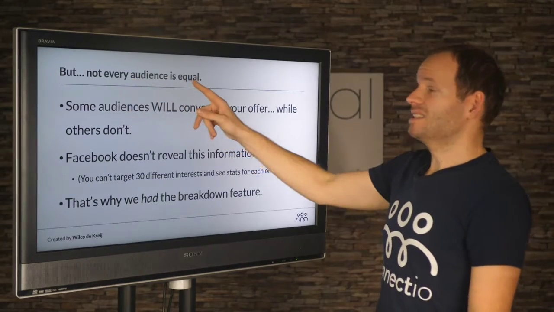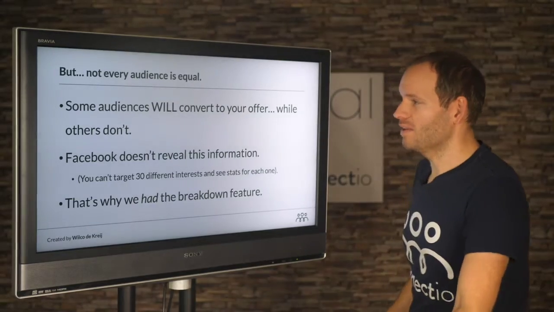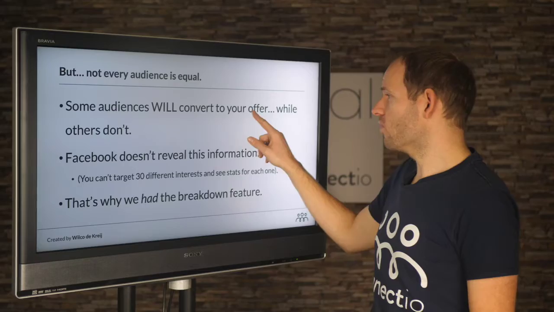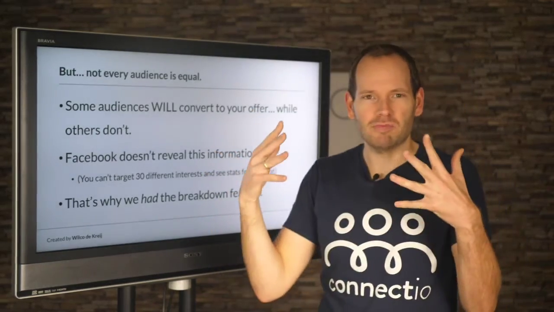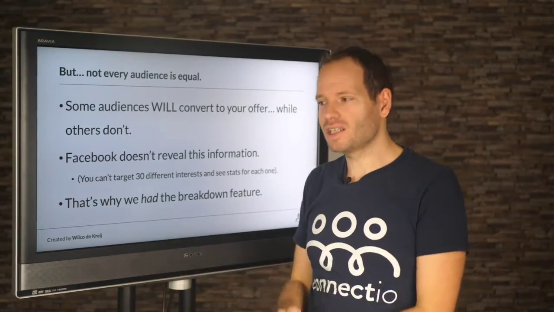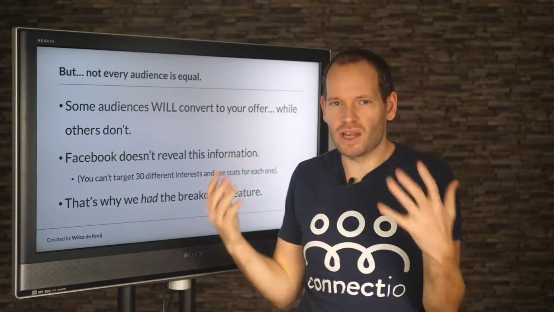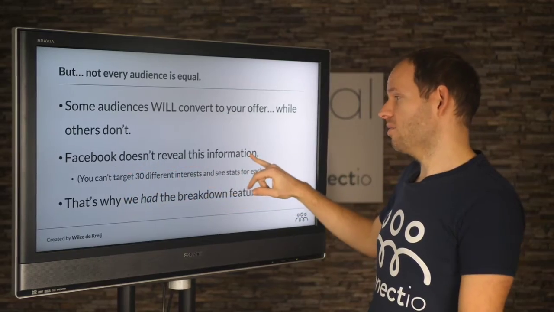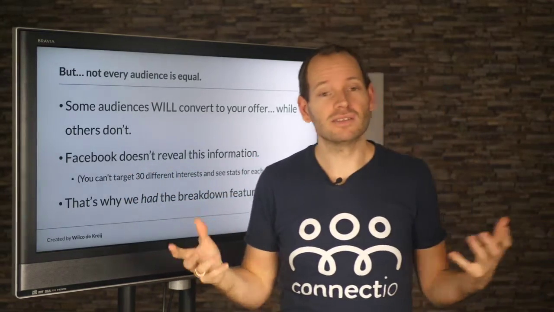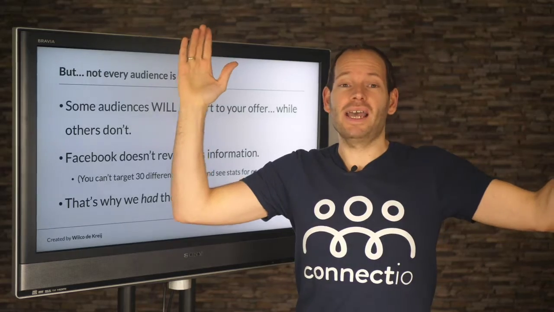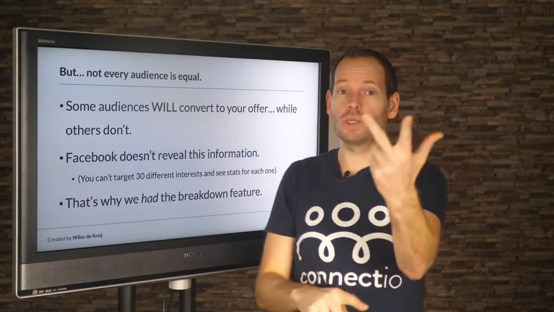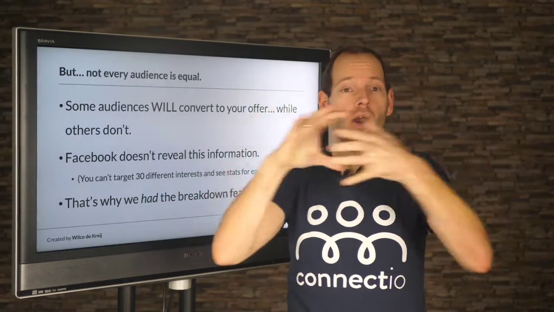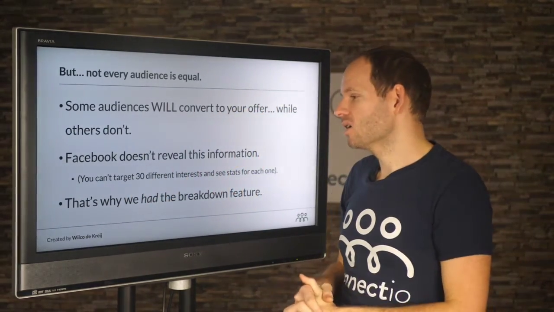Now, obviously, not every audience is created equal, right? If you're targeting multiple interests on Facebook, some of these audiences will convert to your offer, while others don't. Some of them just match with what you have to sell, while others, the people inside that audience, are just not as good of a fit for your business. And unfortunately, Facebook doesn't reveal this information. You cannot just target 30 different interests and have Facebook tell you these 3 worked really well and these 5 didn't work. Unfortunately, they put it all in one big blue box, and you basically see the end result.